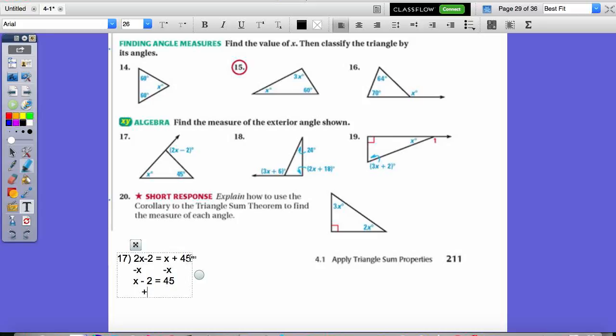Now I'm going to add 2 to both sides, and I get x equals 47. Now I can check this. So if that's 45, that's 47.